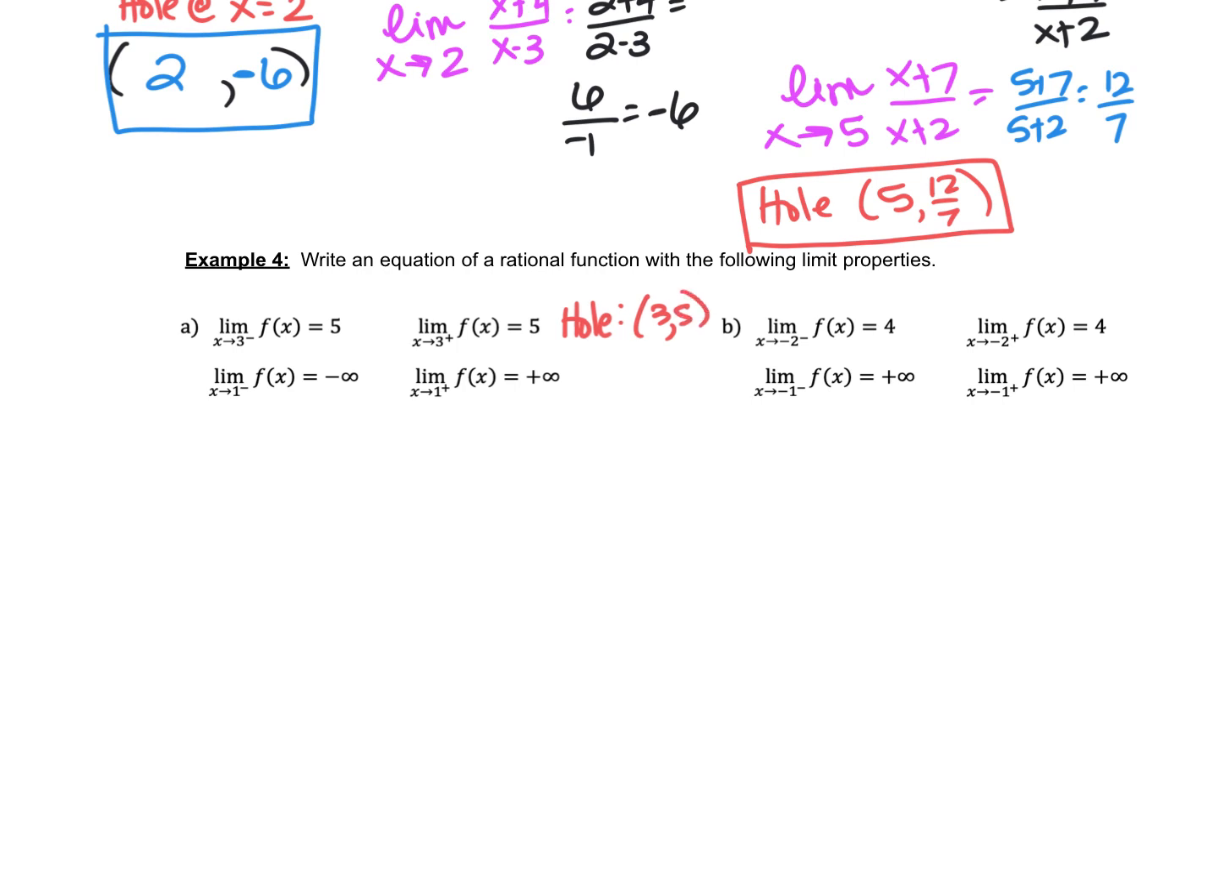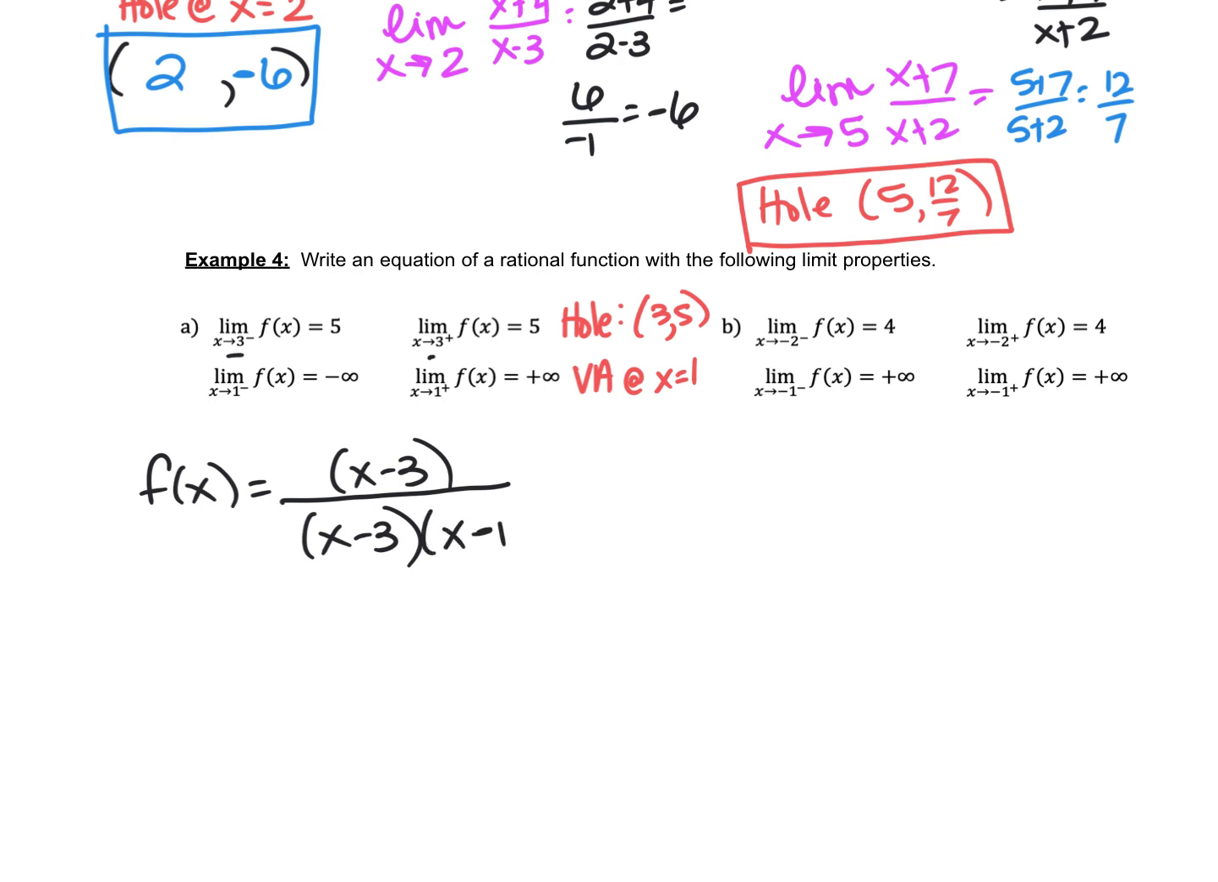Our other limit, the limit as x approaches 1 from the left is infinity, and the limit as x approaches 1 from the right is infinity, means that we have a vertical asymptote at x equals 1. So let's think about what that would look like in function form. For me to have a hole, I have to have a matching factor on the numerator and the denominator. That matching happens at 3. So I'd have x minus 3 on the top, x minus 3 on the bottom. Likewise, I have a vertical asymptote at x equals 1, which means I'd have a factor in the denominator, which is x minus 1.